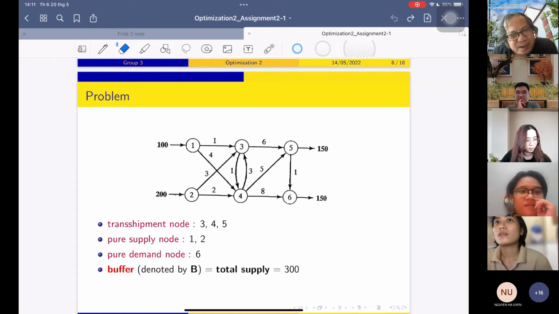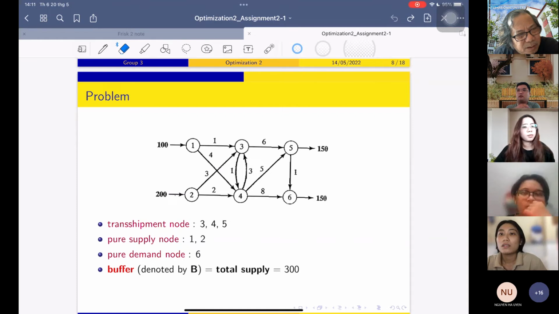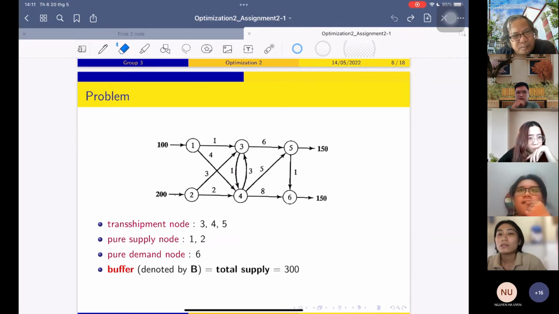In this model, look at this figure. You have to explain what the 100 and 200 with the arrows to nodes 1 and 2 mean. The 100 to node 1 and 200 to node 2 is the original supply, and that's why node 1 and node 2 are pure supply nodes. Is it okay? Say it again.